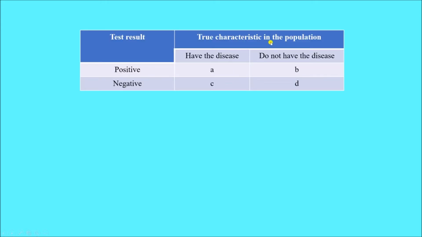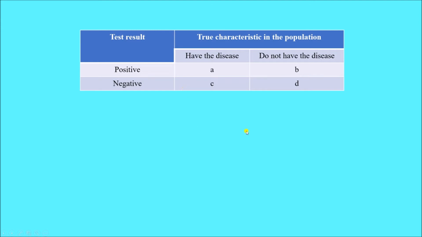So, the true characteristic in the population. In reality, some of the people have the disease and some of them do not have the disease. In these two columns, we are showing the actual or true characteristic in the population. This is the test result, right? We are conducting this particular screening test or diagnostic test on this group of people, and some of them will test positive and some of them will test negative.